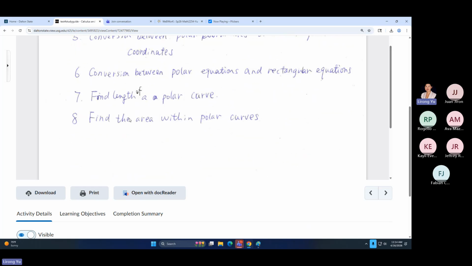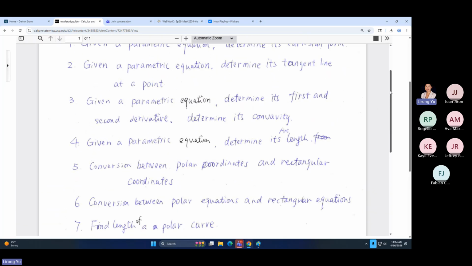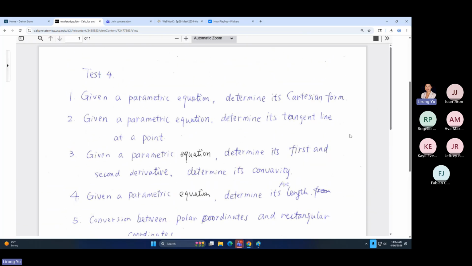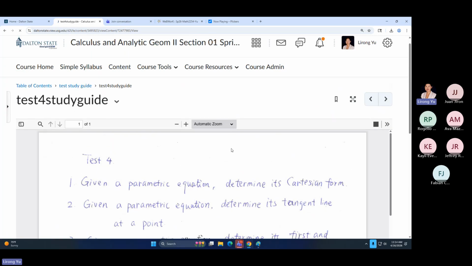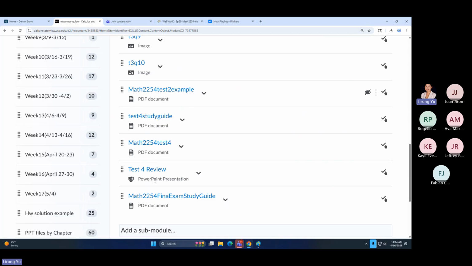Area within the polar curve is A equals one half integral of r squared d theta. Length of the curve is another integration. You can try to summarize what you really need to answer those questions, and the example is basically a copy of it. So I think that was the review. In the review, there should be solutions already included. So the test 4 practice question and solution is already online.